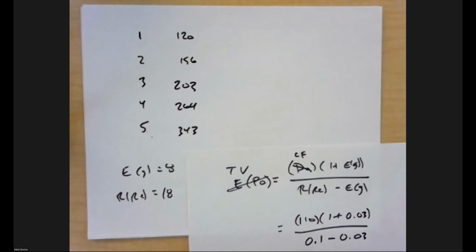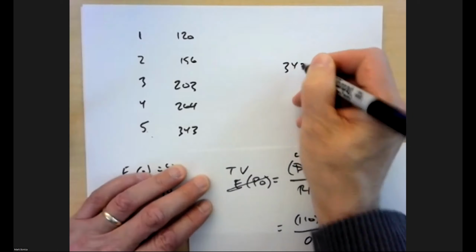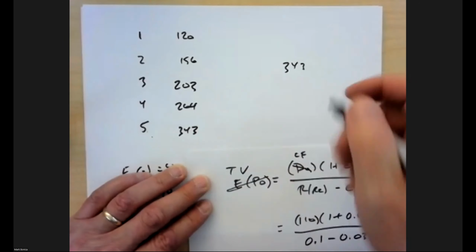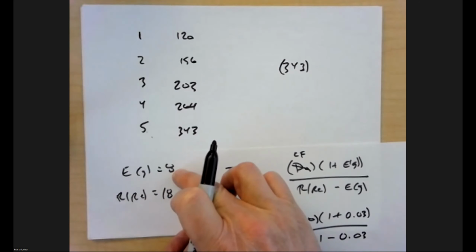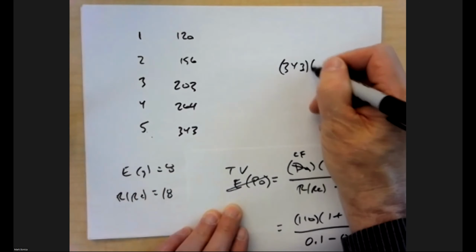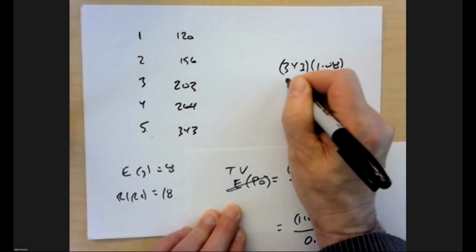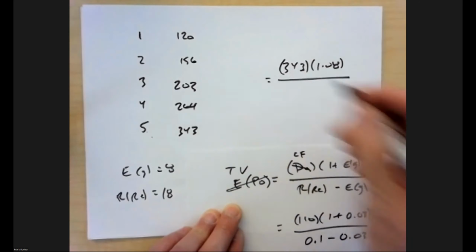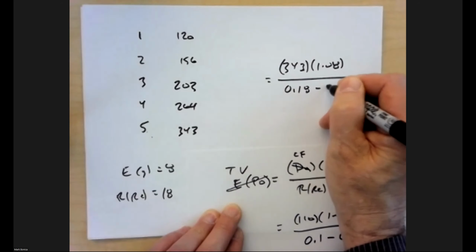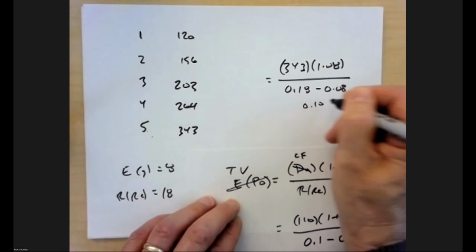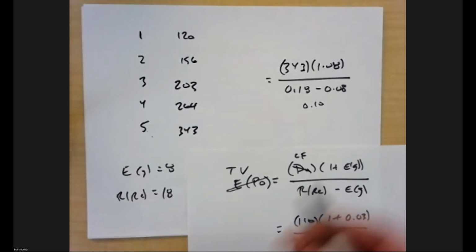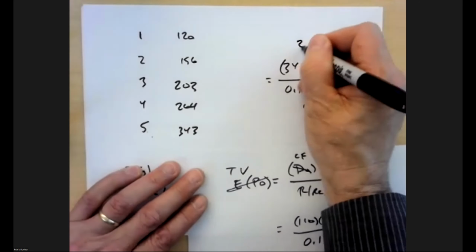But somebody help me set it up. What am I going to do? Okay, 343, because that's the last cash flow from the rapid growth phase. Good. So times the expected growth rate. So times 1.08 divided by the required return minus growth, good. So that's going to be 0.10, right? The numerator is going to be 370.44.